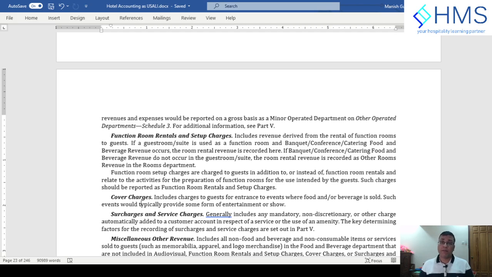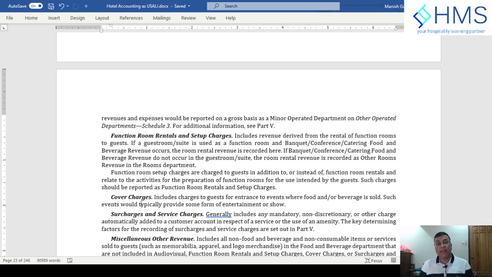But if the service charge is not mandatory but is discretionary for the guest to pay or not to pay, then that amount will not be considered as income of the hotel, but will be meant for distribution to the staff. So the guest can say, I want to pay $10 extra for the server who served me today. That $10 is a gratuity, it is discretionary. So that amount will not come as revenue, but will go directly to a liability account from where it will be paid to the concerned staff.